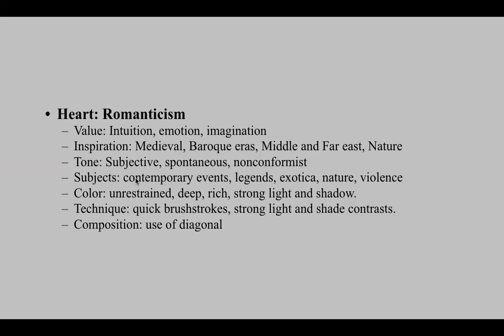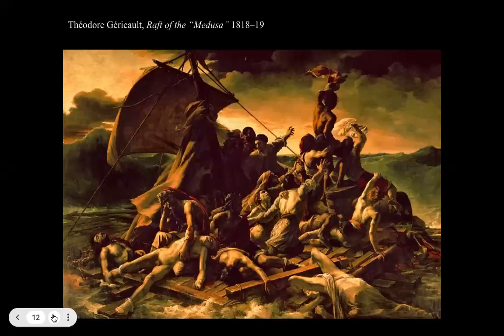Instead, we have subject matters that are often contemporary events, so things that are currently happening, maybe legends or exotica, thinking of distant lands like the Middle East and the Far East and places of colonialism. Nature and acts of violence. The color is often unrestrained. It's very deep. You have a lot of Baroque lighting with strong light and shadow. Brushstroke is hard to show, but there's usually visible brushstroke, and the compositions often are dramatic, so they use the sense of diagonals.